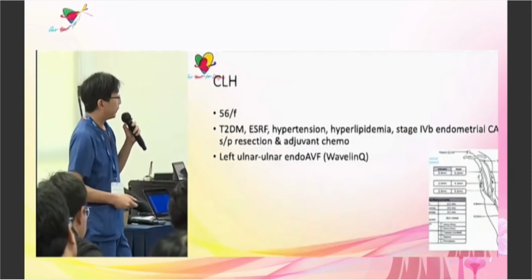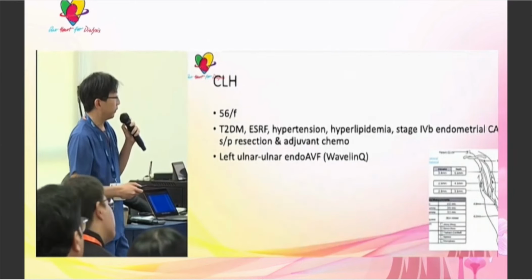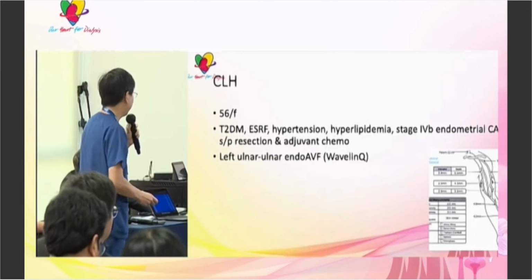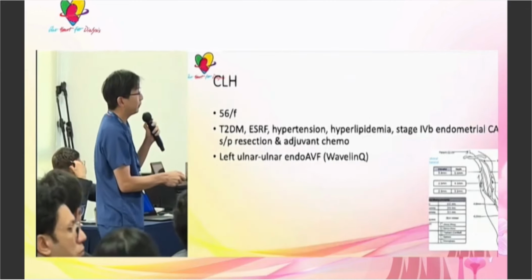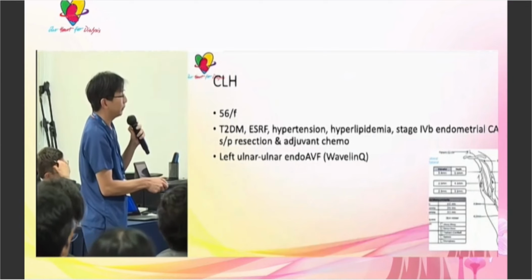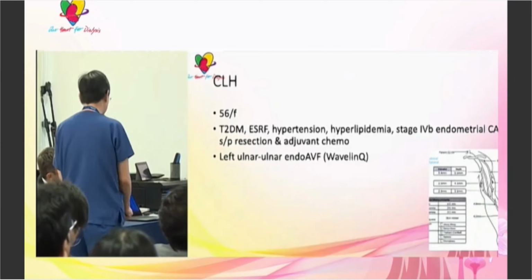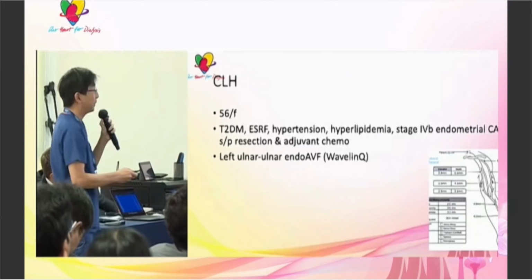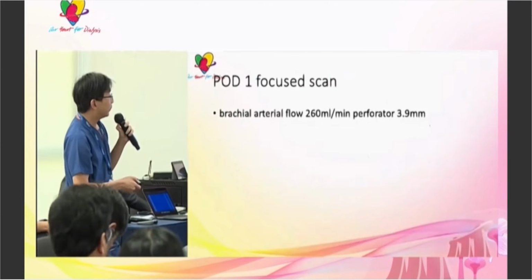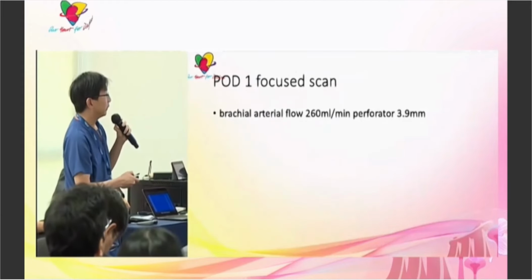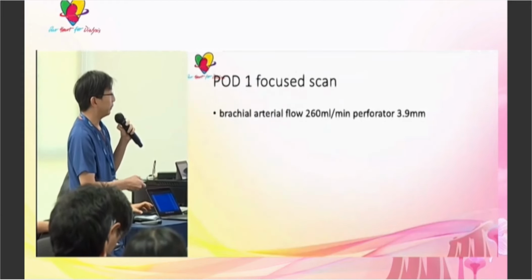She underwent a left ulnar endo AVF WavelinQ. And the pre-map didn't do it justice. It looks okay, just a little bit twisty, right? Later we're going to see it was very misleading actually. We all got foxed. So post-op day 1, the brachial artery flow was 260 mils. The perforator was 3.9 millimeters.